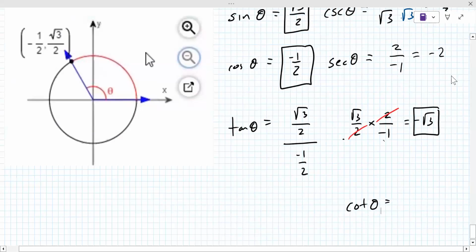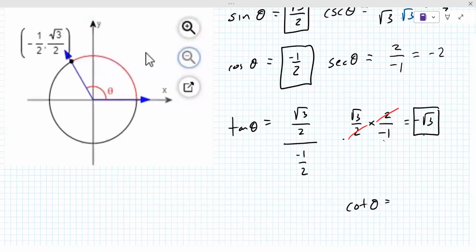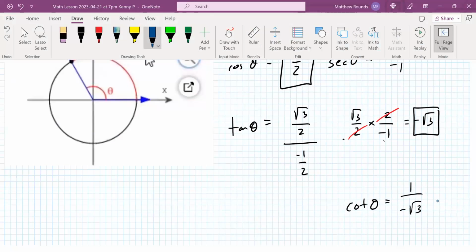Okay. And for cotangent, is that the opposite of tangent? It's the reciprocal of tangent. So think of tangent as minus square root of 3 over 1. So it's 1 over minus square root of 3. And then you do have to rationalize.